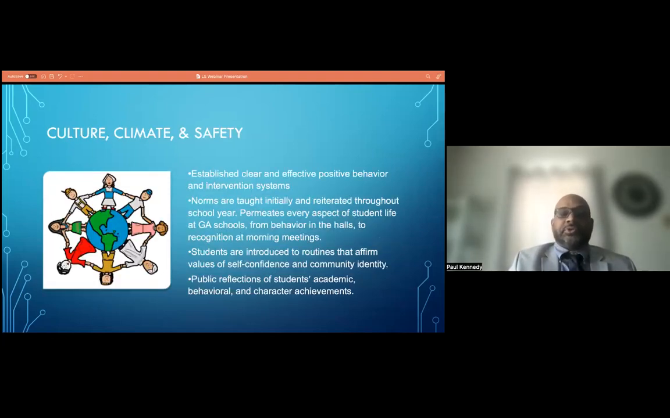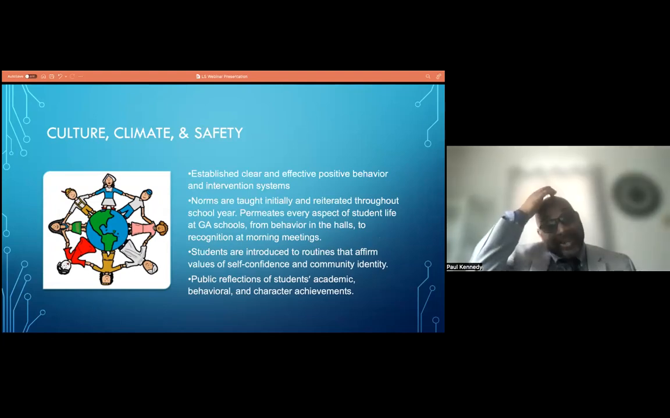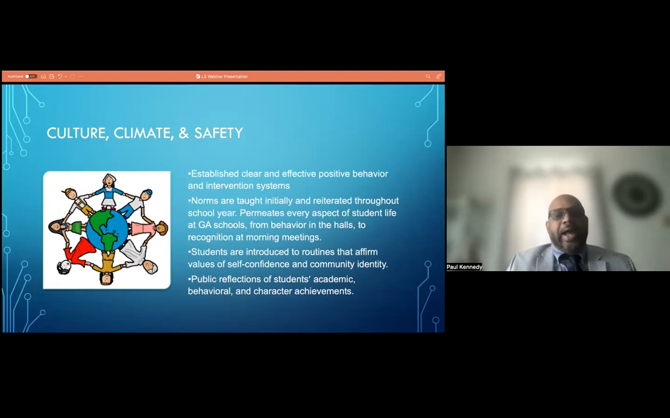The next one is culture, climate, and safety. I say this all the time. As a dad myself, when I send my child to school, I have a clear expectation that my child is going to come home the same way I sent them to school. So this is very purposeful in what we do at Global Academies. We try to establish clear and effective positive behavior and intervention systems.